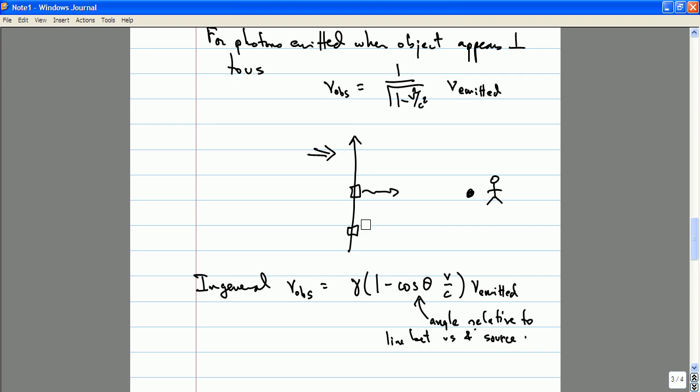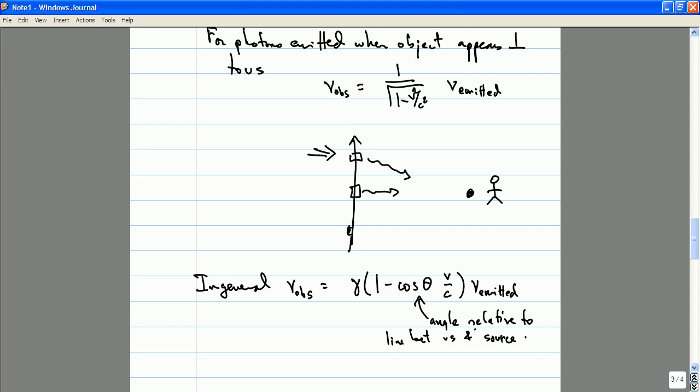The point when it's actually perpendicular is this one, and the point when it appears to be perpendicular would be this one. Yes, you're right. I actually drew that incorrectly. You'll have to draw it correctly for your problem set, but I have a PhD, so I don't have to draw it correctly. Yes?